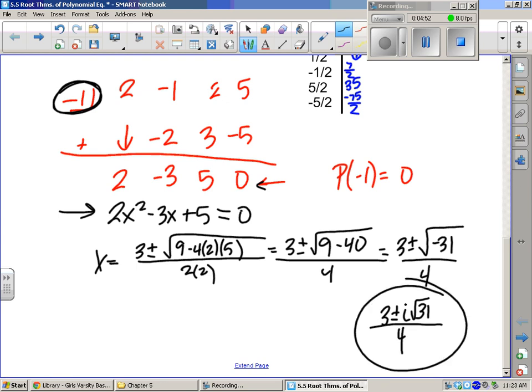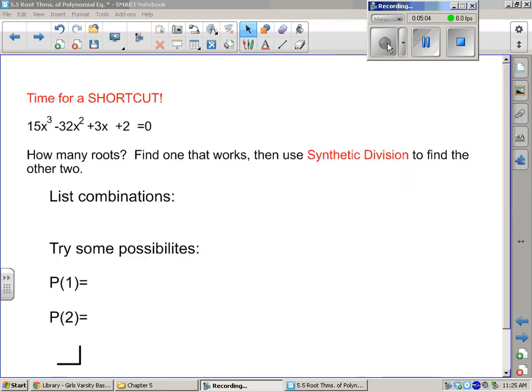How many solutions does this represent? There are 2 roots there, and the other root that we have is coming from the thing that we found earlier. Okay, so now we want a little shortcut here.